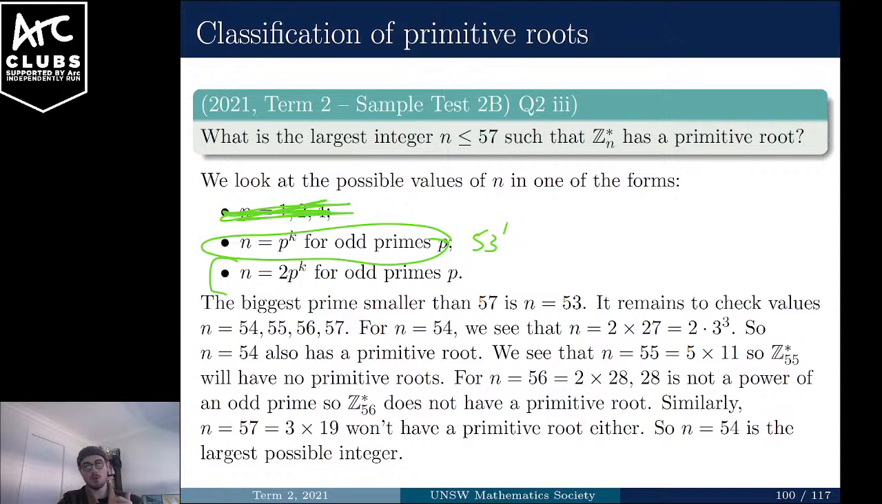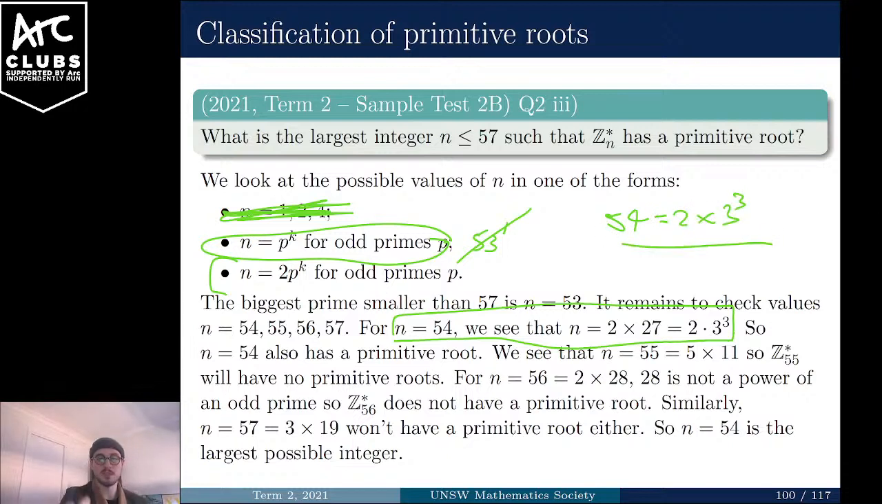So we check 54, 55, 56, 57. So 54, we have a look, and we go, okay, 54 is 2 times 27. 27 is 3 cubed. Okay, 54 works, that's good. Great, so we've got another one. So now we can cross this off, and we can say, actually, 54 is the biggest one we can find at the moment, because it's 2 times 3 cubed. So that's our new biggest. Okay, let's see if we can get any bigger.